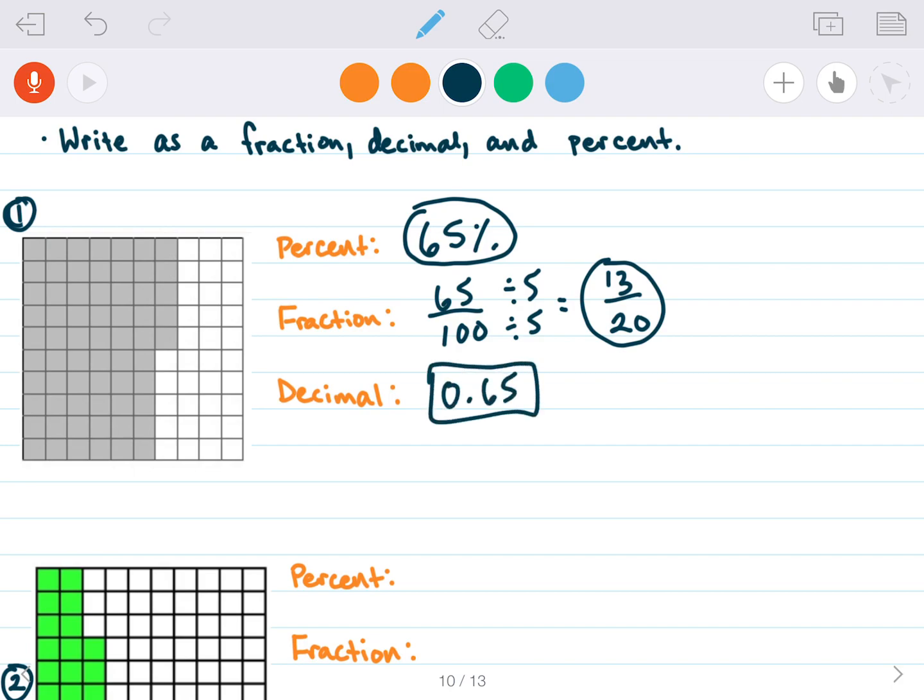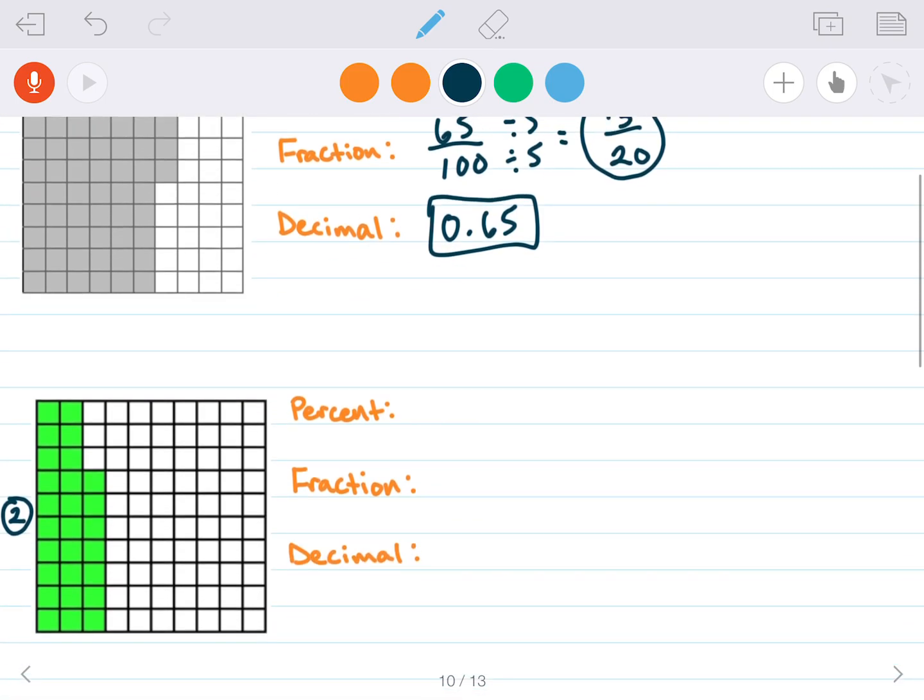Let's try another one. Okay, so let's look at this one. First of all, how many squares in total do we have? We have 100. If you don't believe me, count them. There's 100 squares in the total diagram. How many are shaded is going to tell us what the percent is. So how many are shaded? Well, we have 10 shaded here, 10 shaded here, that's 20, 21, 22, 23, 24, 25, 26, 27 shaded. So as a percent, this is 27%, 27 shaded per 100.